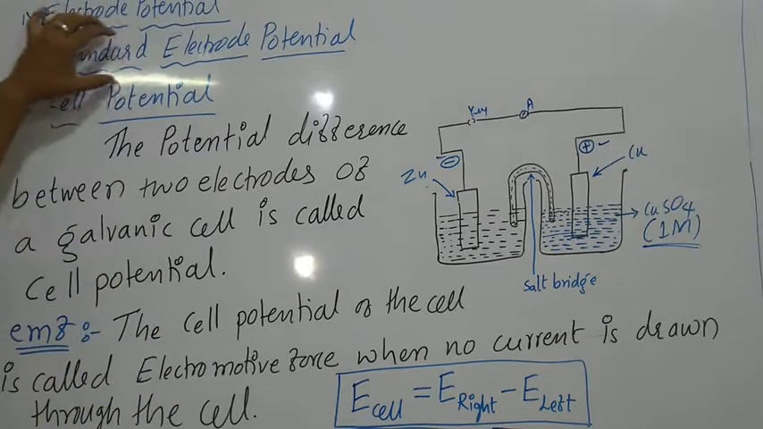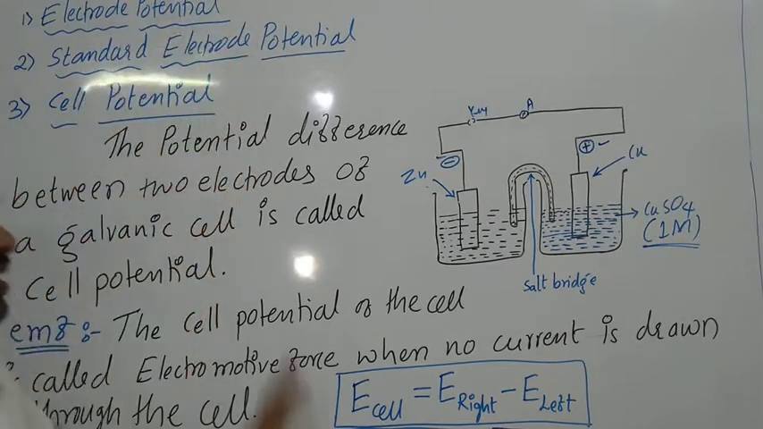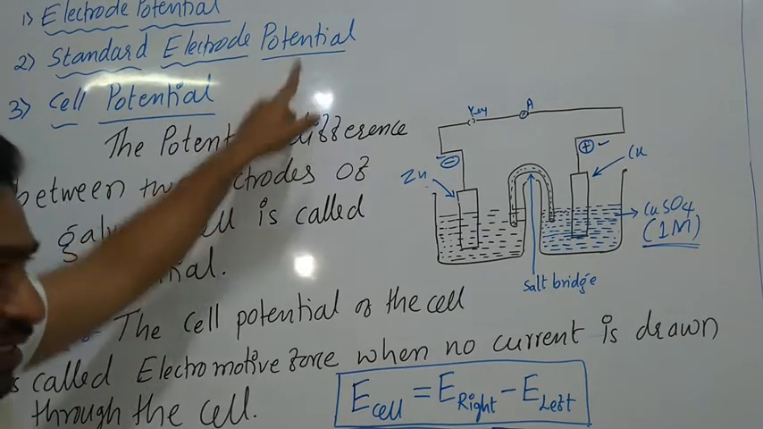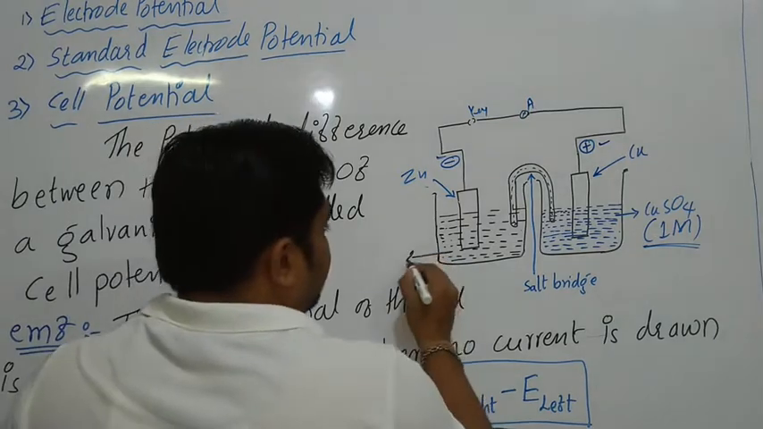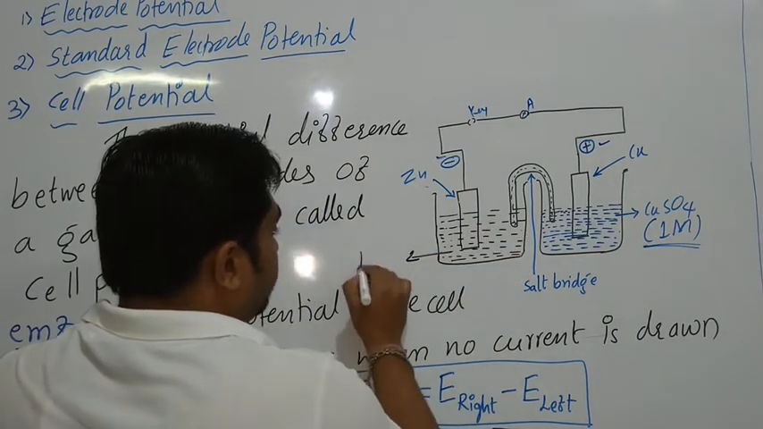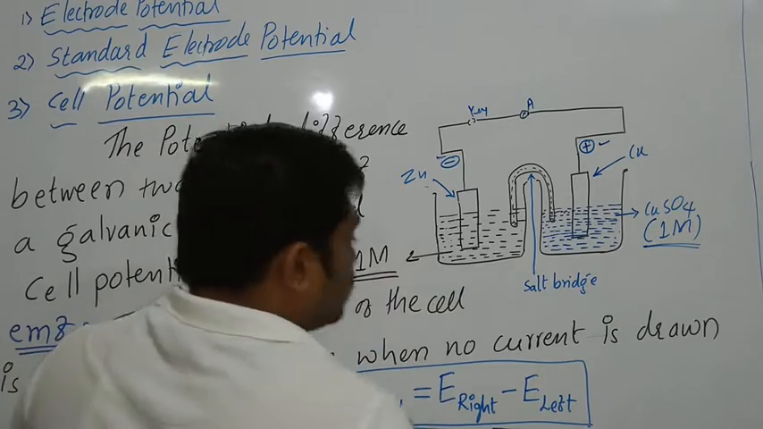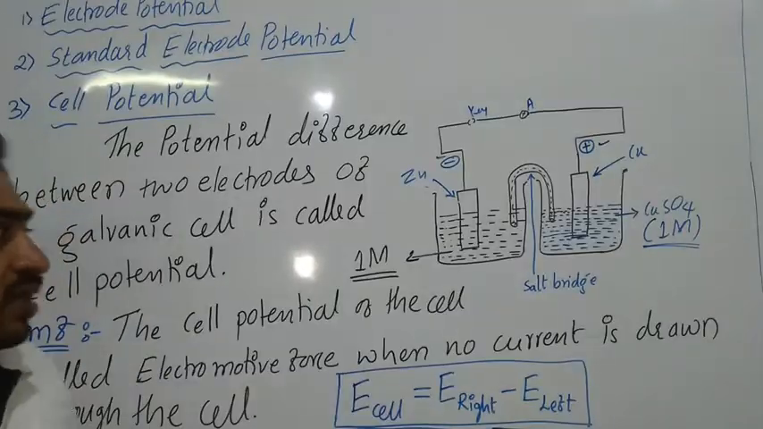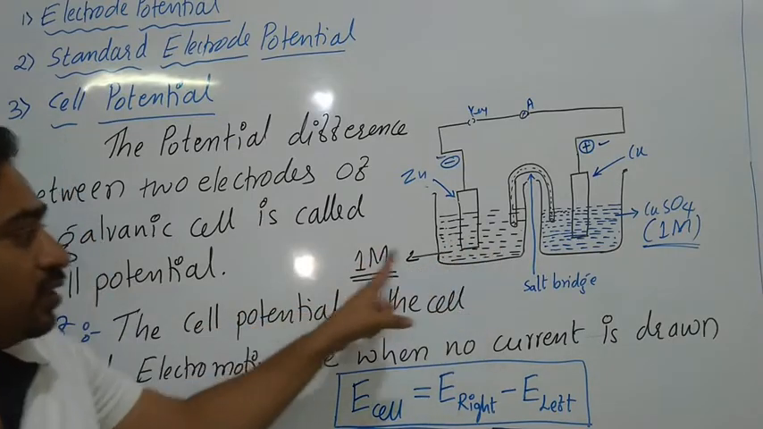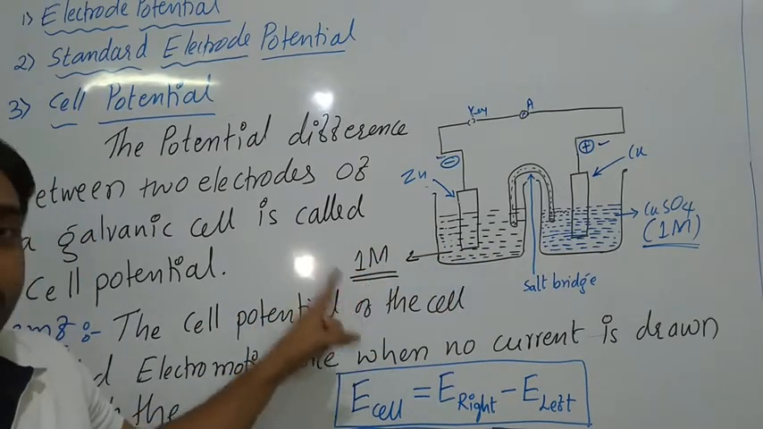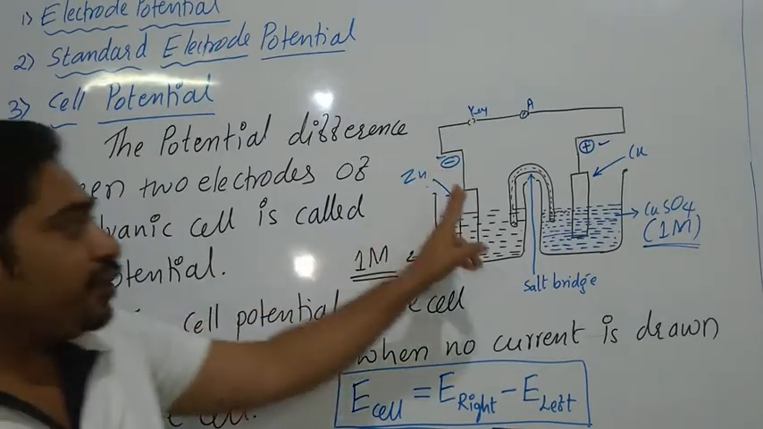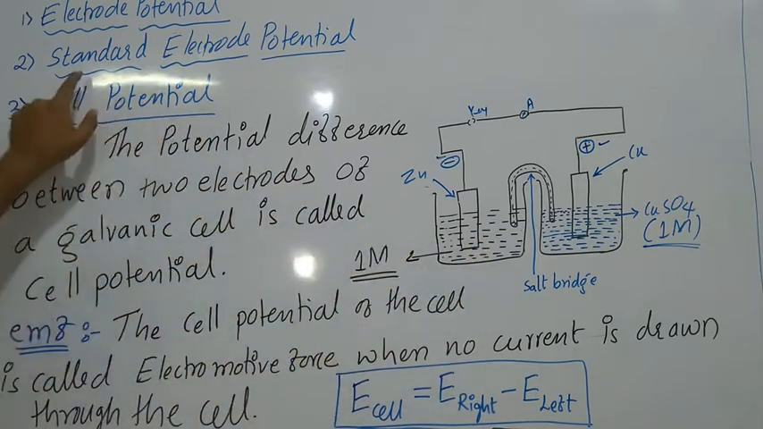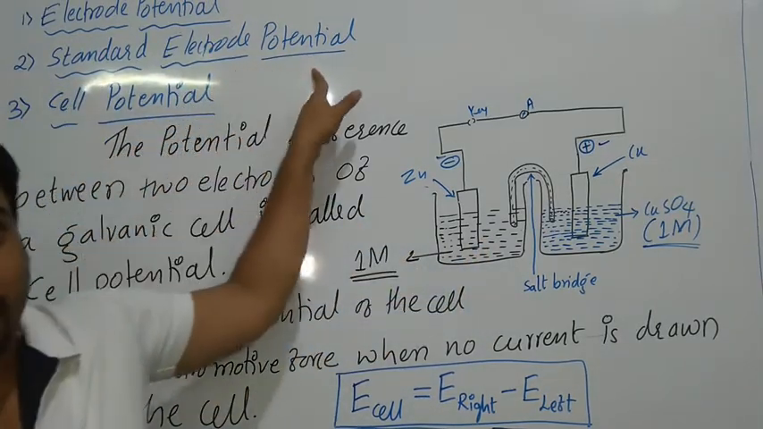The standard electrode potential is an electrode potential when the concentration of electrolyte is equal to unity. Unity means what? It may be 1 mole per dm cube or 1 mole per liter. When the concentration of electrolyte becomes 1 mole per dm cube or 1 mole per liter, then the potential that develops between the electrode and the electrolyte is called the standard electrode potential.